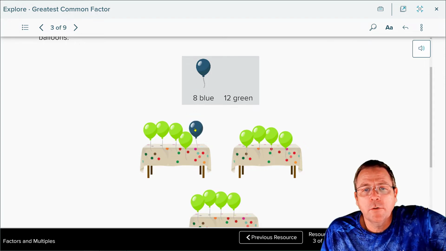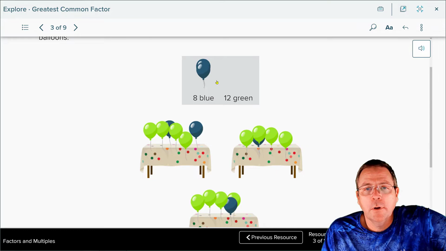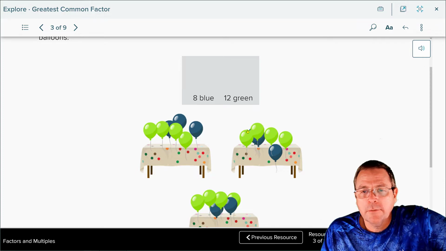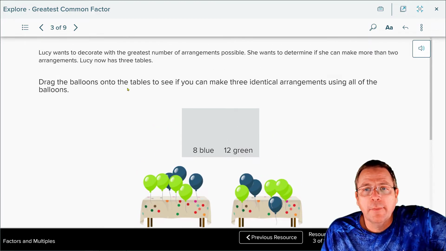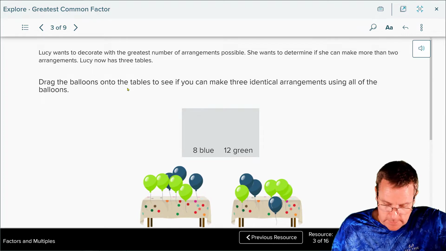What if I was going to the blues? 1, 1, and 1. 1, 1, and 1. And then I'd have 1, 1, and that last table over there is not going to get the 3rd balloon. So you're not going to be able to have the same number of blue balloons on every table. That makes it a challenge now, doesn't it?